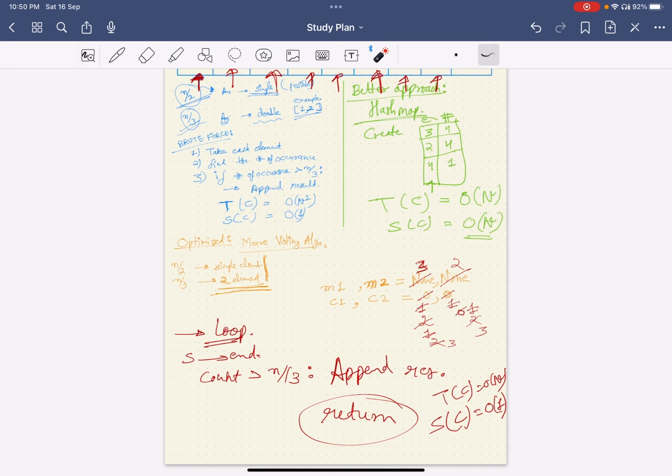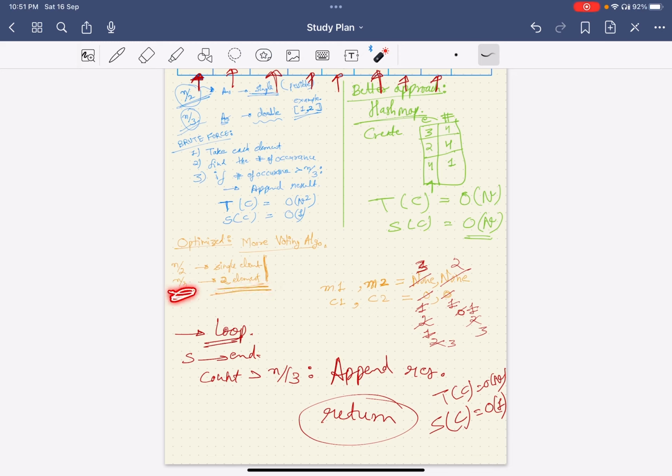Then we will move to the Moore voting algorithm. In the Moore voting algorithm, the most important part to understand is this: if the majority element must appear more than n/2 times, the answer will be a single element, but if someone asks for more than n/3 times, then the answer will be 2 elements.